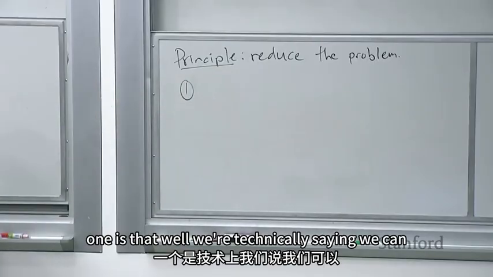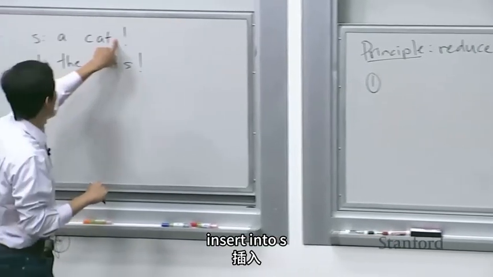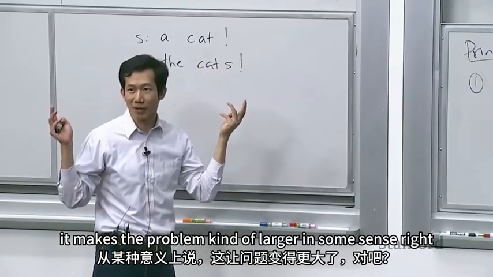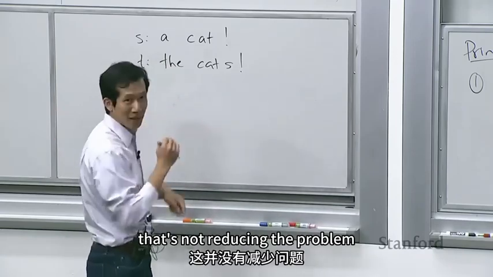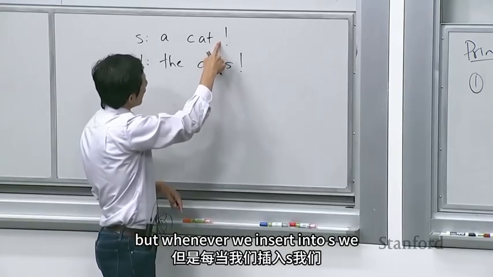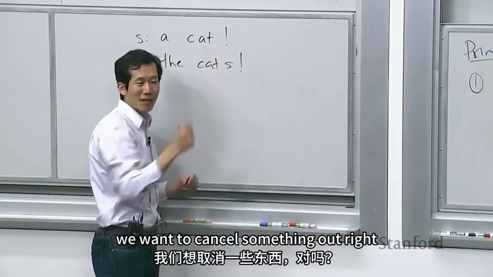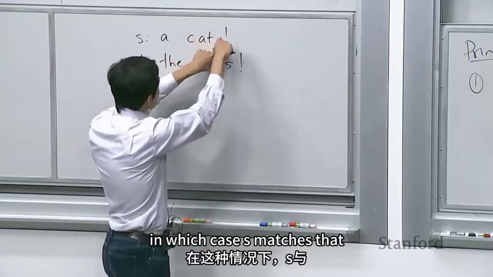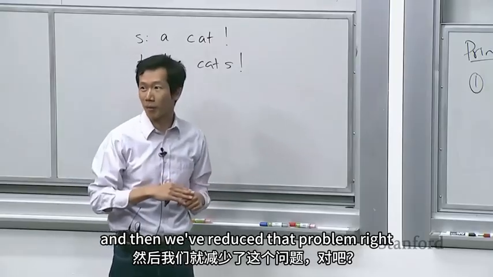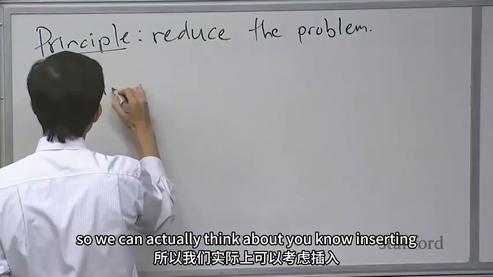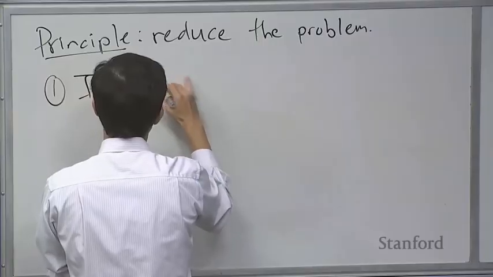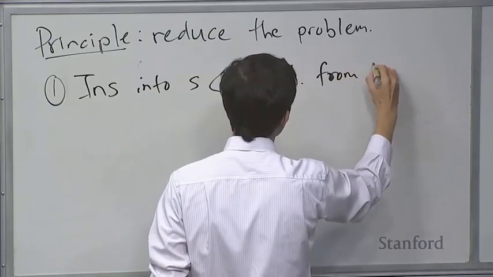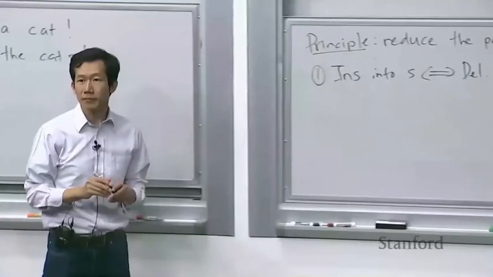One is that, well, we're technically saying we can insert into S, right? But if we insert into S, it makes the problem kind of larger in some sense, right? I mean, that's not good. That's not reducing the problem. But whenever we insert into S, we probably want to insert things which are in T. We want to cancel something out, right? So we wouldn't insert a K there for any reason. We probably want to insert an S, in which case S matches that, and then we've reduced that problem, right? So we can actually think about inserting into S as equivalent to kind of deleting from T. Okay, does that make sense? All right.